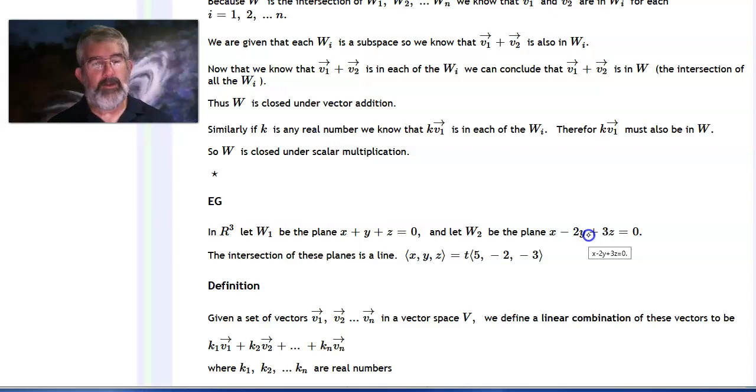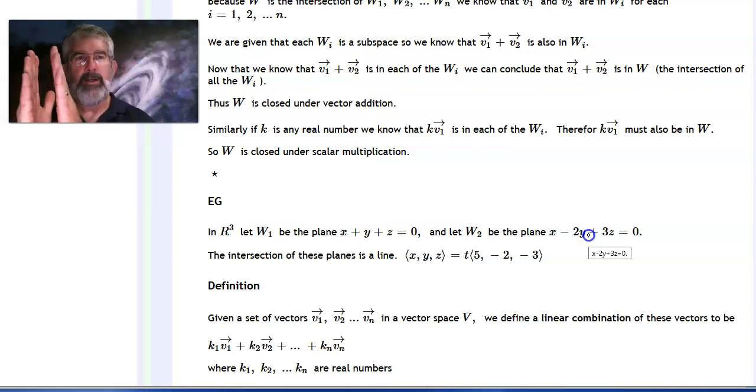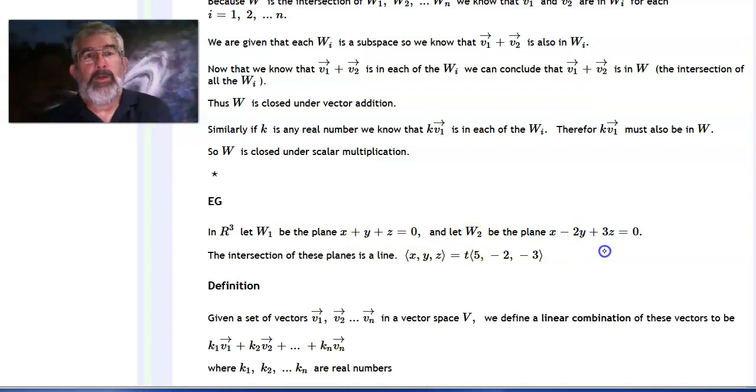What does the intersection of two planes look like? Well, two planes might actually not intersect. They might be parallel to each other. But we know that these do intersect because they both go through the origin. If you plug in 0, 0, 0 for x, y, and z, in either equation, you get a true statement. So we know they do intersect. Two planes that intersect have to either be the same plane or they have to intersect in a line.